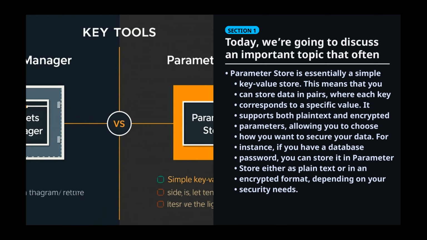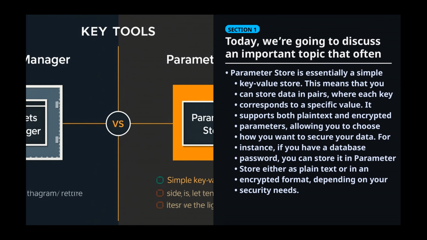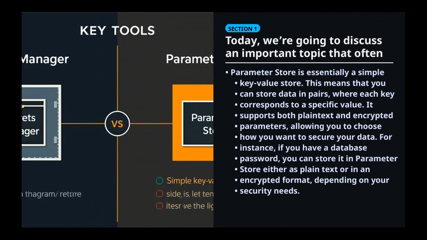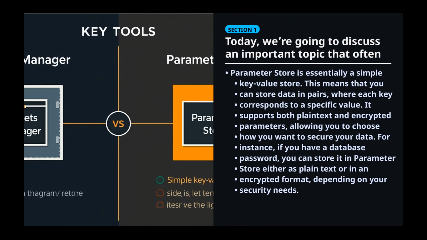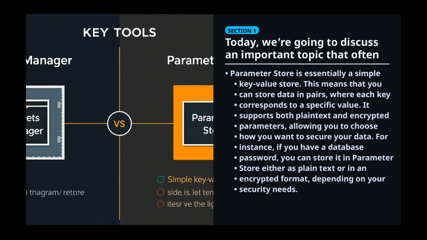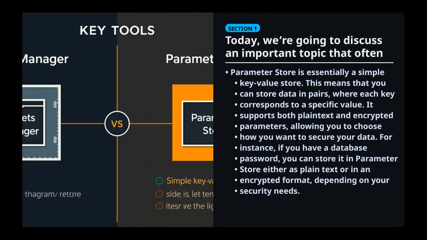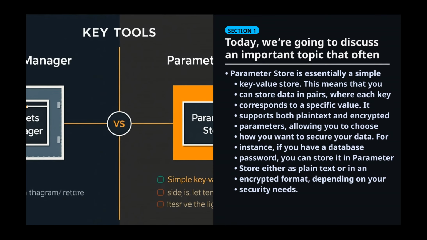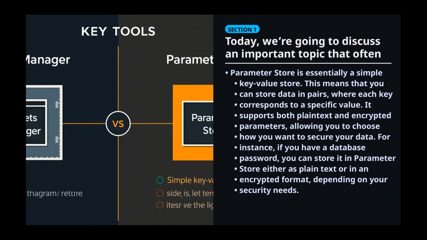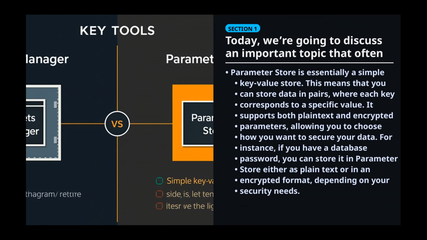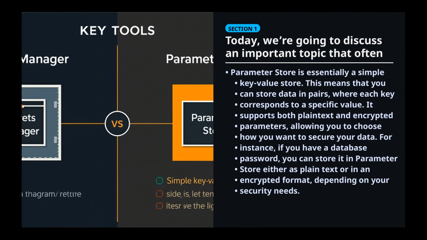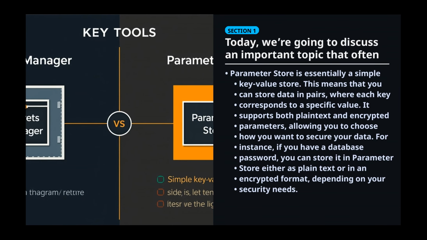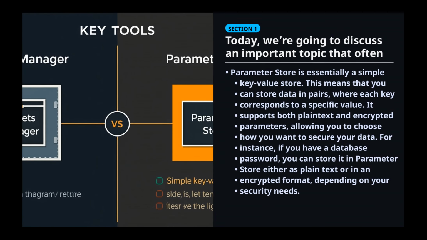data. Parameter Store is essentially a simple key value store. This means that you can store data in pairs, where each key corresponds to a specific value. It supports both plain text and encrypted parameters, allowing you to choose how you want to secure your data. For instance, if you have a database password, you can store it in Parameter Store either as plain text or in an encrypted format, depending on your security needs.